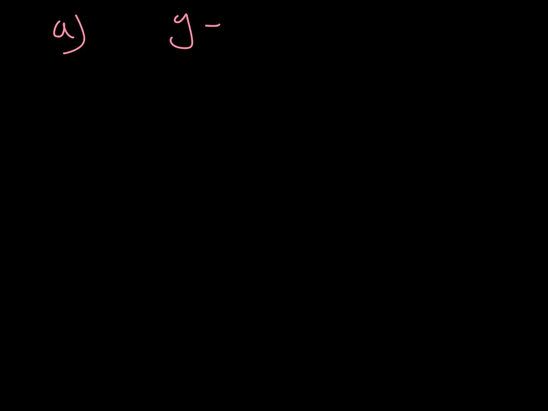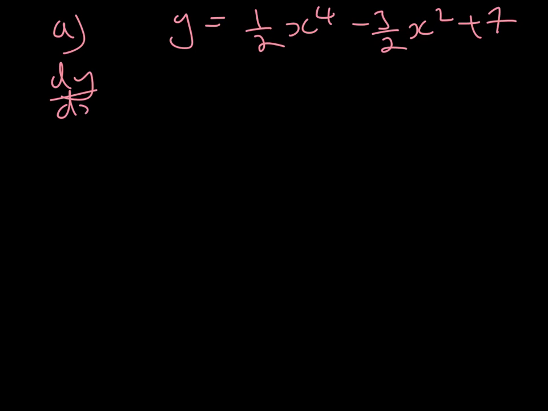So we've got y equals a half x to the power 4 minus 3 over 2 x squared plus 7, and we are asked to find the derivative, or the gradient function, or whatever you want to call it, dy by dx. So that is going to be 2x to the power 3 minus 3x. And that's it, a point for each of those.